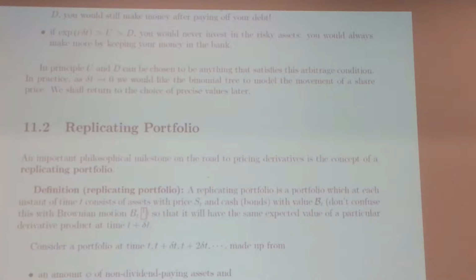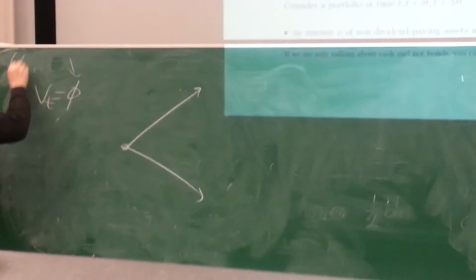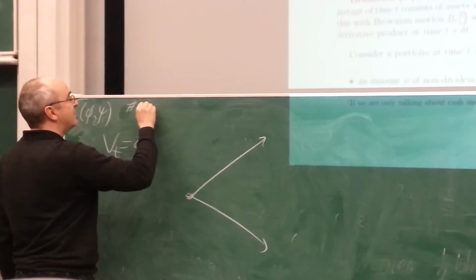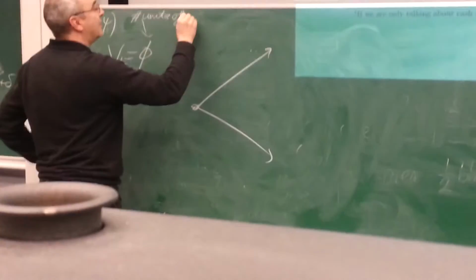Right. So, notation: I'm going to have the value of that portfolio, I'm going to have phi units. Well, I can represent it as phi and psi. Phi units is the number of units of underlying asset.